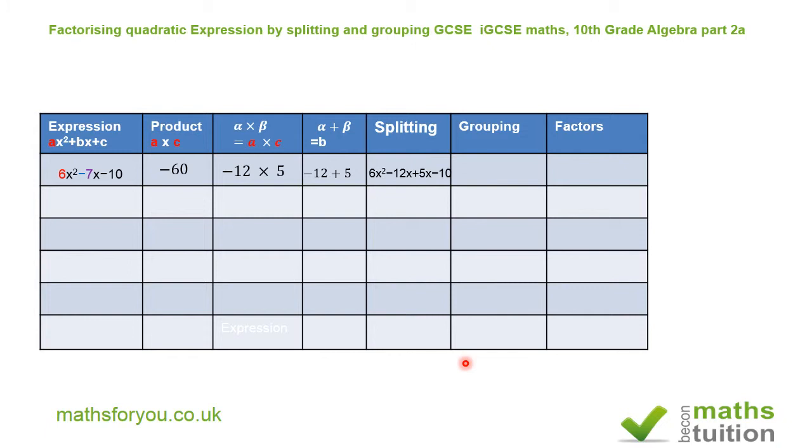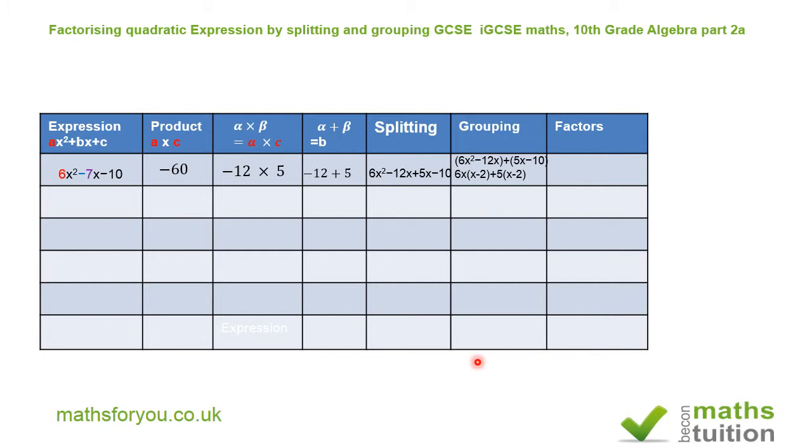Now when I split, I have 6x squared minus 12x plus 5x minus 10. And note here that instead of 3 terms, I now have 4 terms. Okay, I shall now group and then factorize each group. The first group in this case will be 6x squared minus 12x, and the next group is going to be 5x minus 10. Okay.